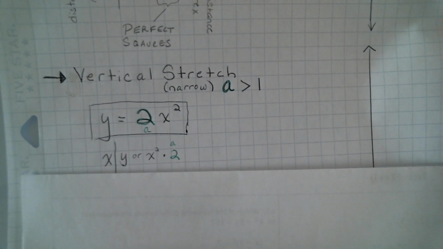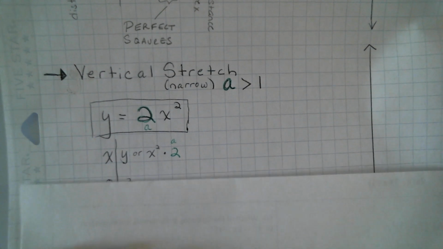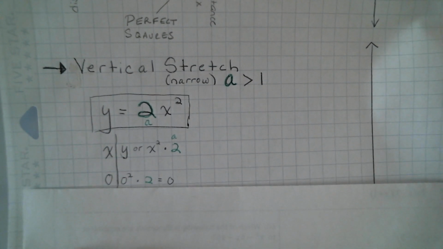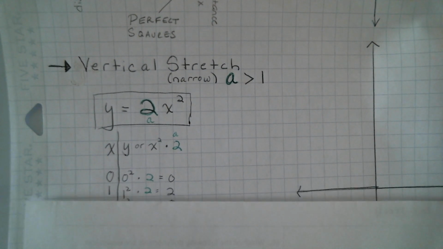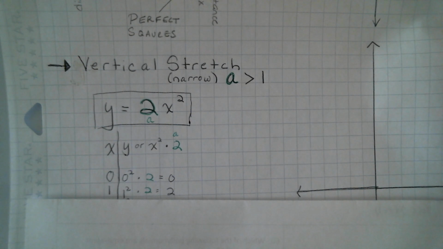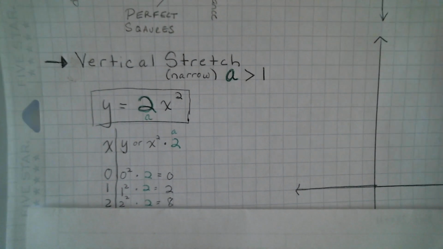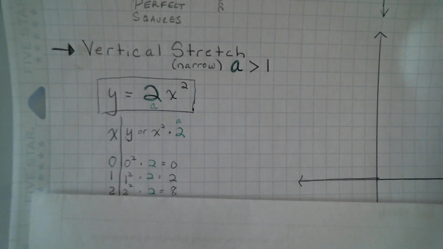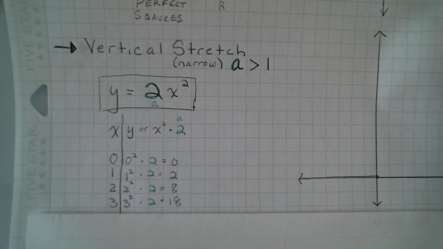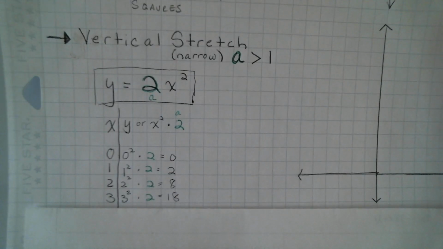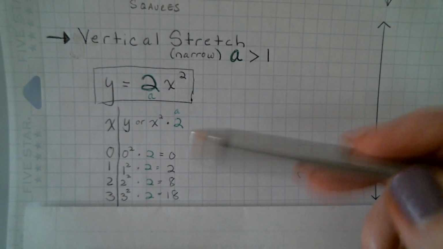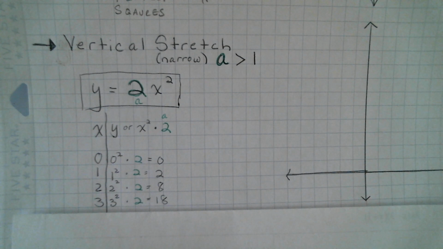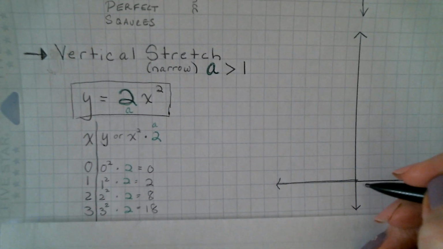So if y is x squared, and x is 0, 0 squared, but then we have to multiply by a, which is 2. When x is 1, 1 squared times 2. When x is 2, y is 2 squared, and then we multiply by the a value of 2. When x is 3, y is 3 squared, and then we multiply it by the value of 2, right? So here are our new y values, right? And so when we graph that, we're going to see it be more narrow, right?